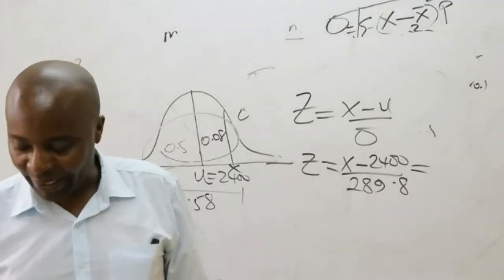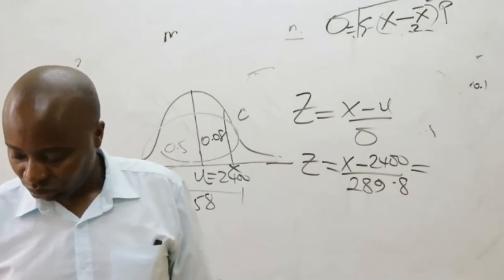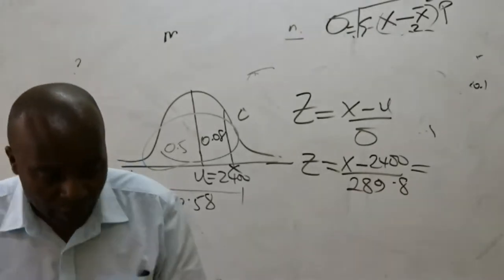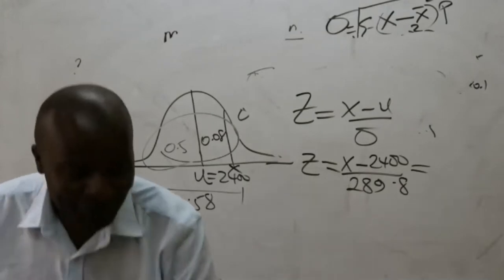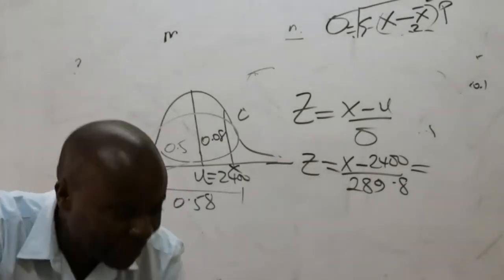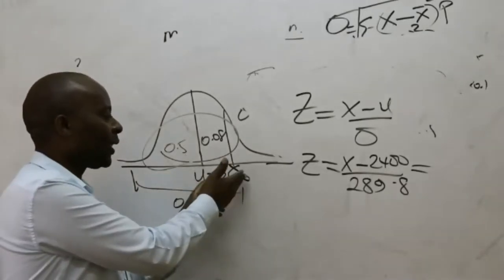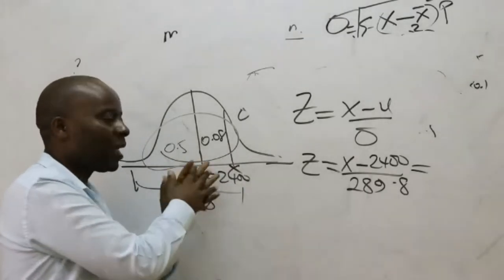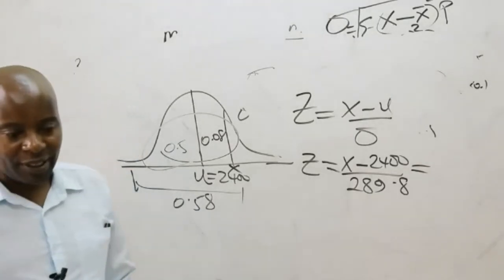Is there somebody who has been able to give us that Z score? 0.1? 0.2. I like that. That is okay. Negative 0.2? It can't be negative, because it's a figure which is on the right hand side. If it's on the right hand side of the mean, it has to be positive.